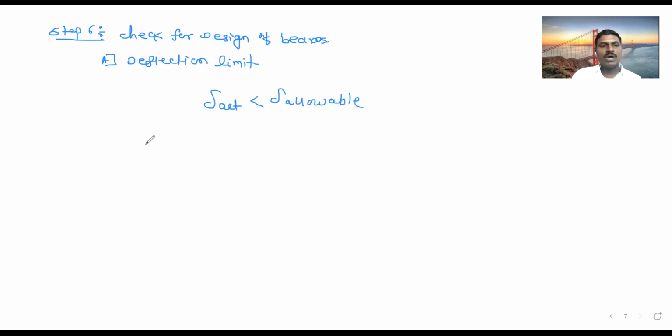So how do we calculate delta actual for the given loading? What is the maximum deflection for the central point load and what is the maximum deflection for the UDL? WL cube upon 48 EI for the central point load, plus, because here 2 loadings are there, 5 WL raised to 4 upon 384 EI.